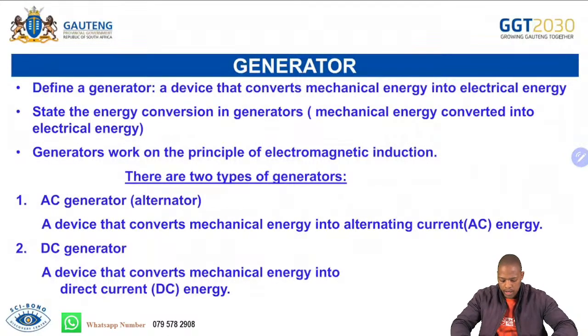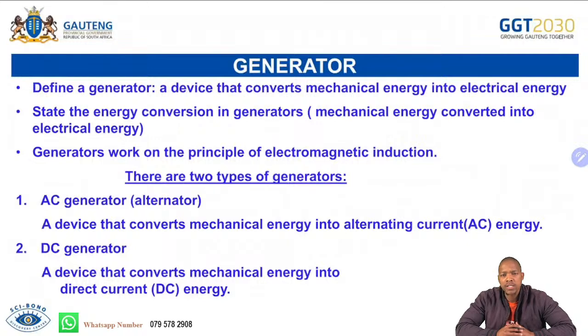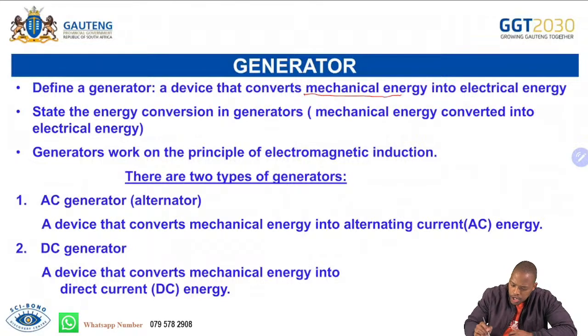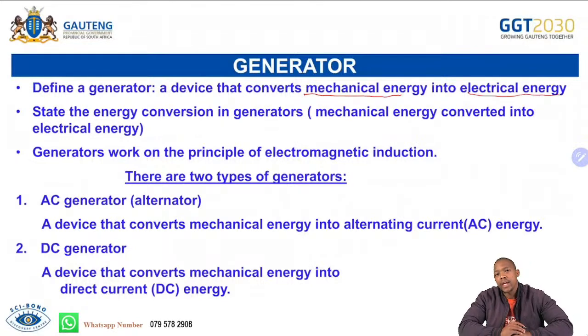Okay, let's get into it then. Generators, right? What is it that we need to know when it comes to generators? Well, the first thing that we need to know is to define a generator. And how do we define a generator? We define a generator as a device that converts mechanical energy into electrical energy. And again, the definitions must always come from the exam guideline. A device that converts mechanical energy into electrical energy.